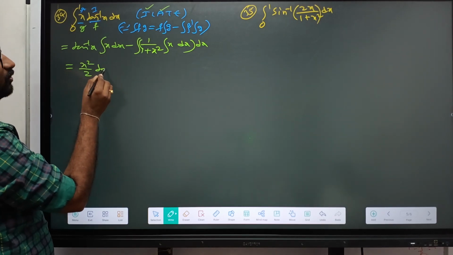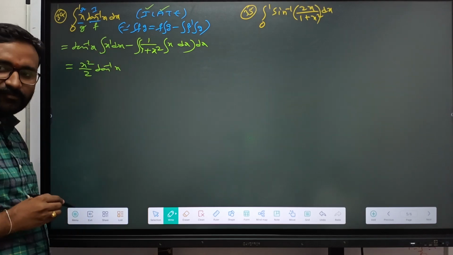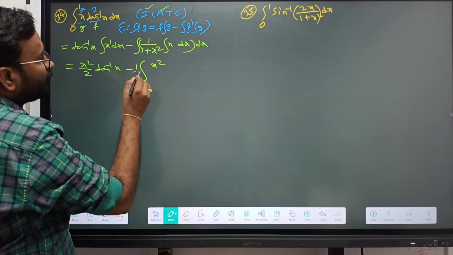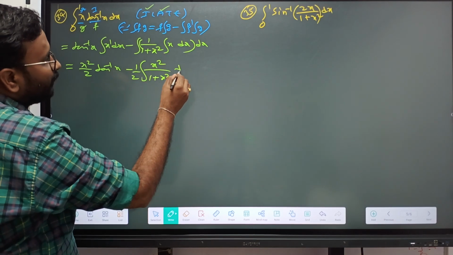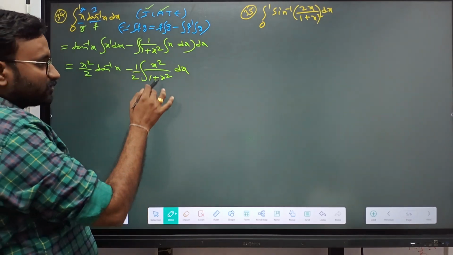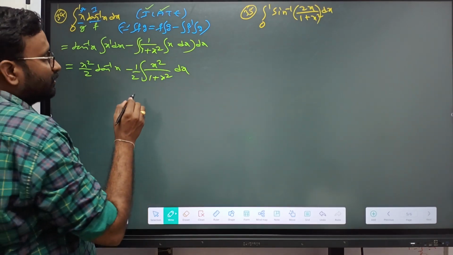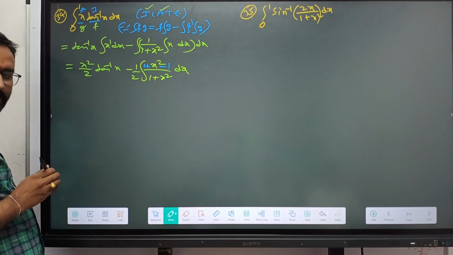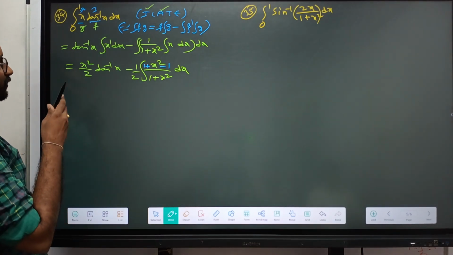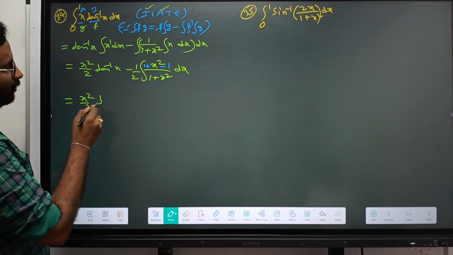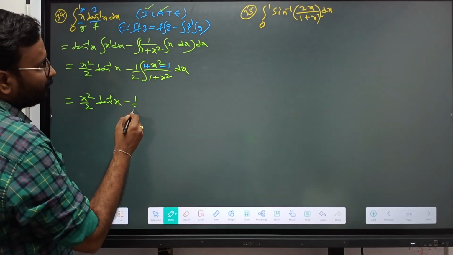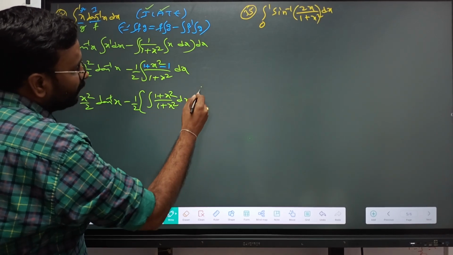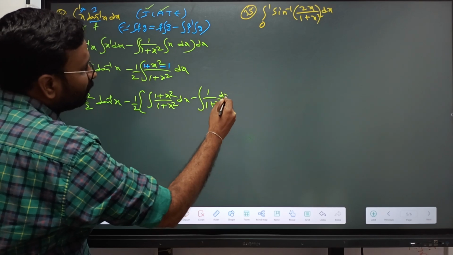x square by 2 tan inverse x, x power 1, x power n formula, n plus 1 by n plus 1, and minus integral, this is also x square by 2, 1 by 2 outside, x square by 1 plus x square into dx. This is also improper fraction. If you have same power functions, I said that convert the numerator in terms of denominator. Adding 1, subtracting 1. See, 1 plus x square by 1 plus x square, which is equal to x square by 2 tan inverse x minus 1 by 2 bracket open integral 1 plus x square by 1 plus x square one part, minus integral 1 by 1 plus x square into dx one more part.